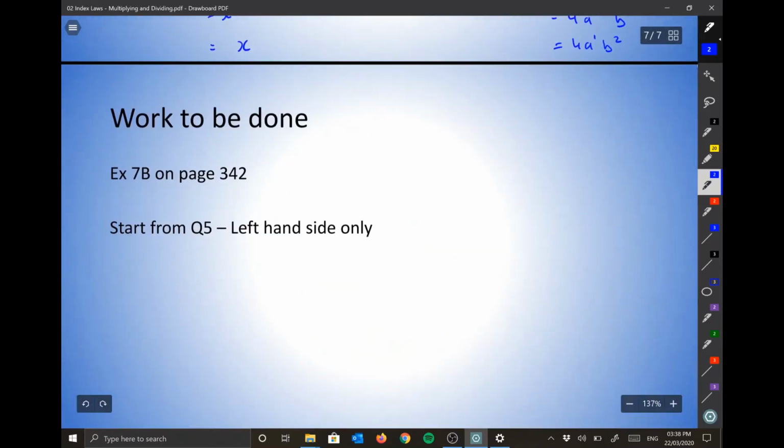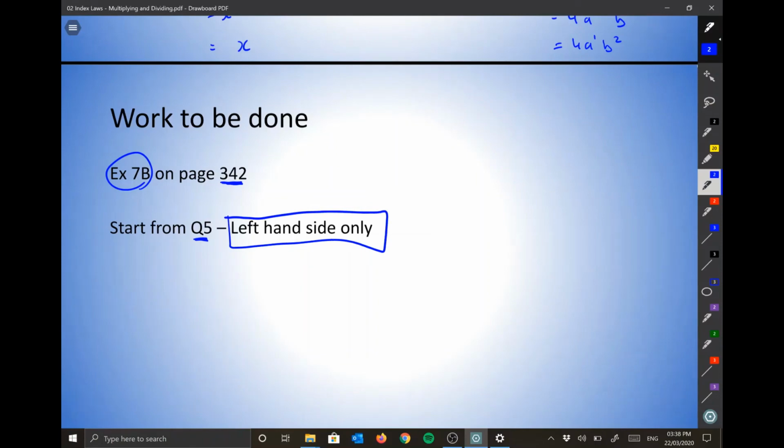So you guys are going to go to your textbooks now, page 342, start working on exercise 7b from question 5, but again, you only need to do the left-hand column of questions because each question has quite a few parts.